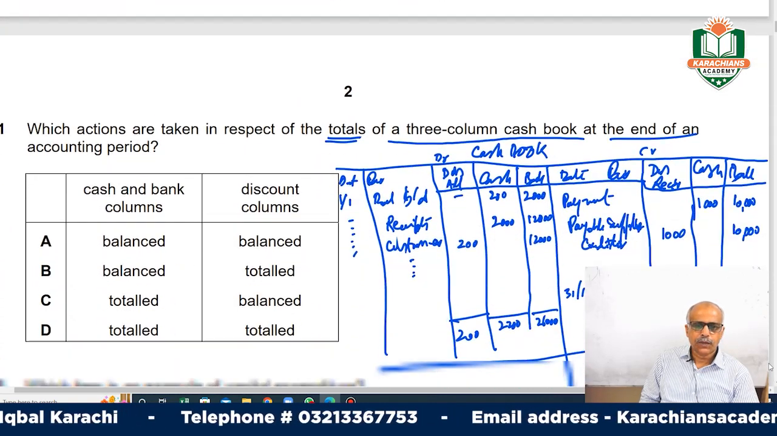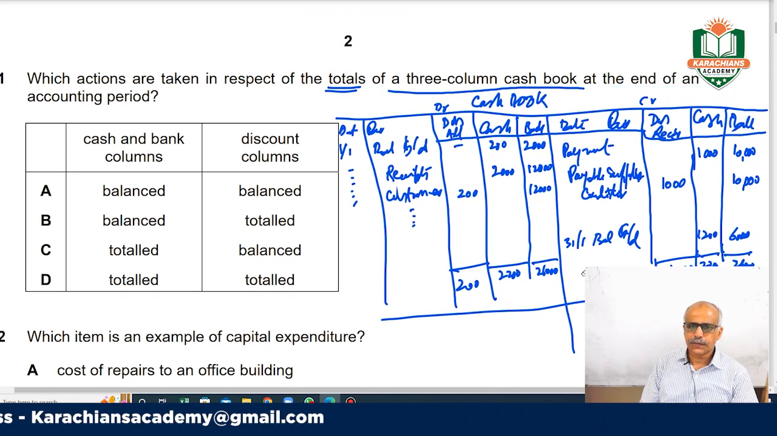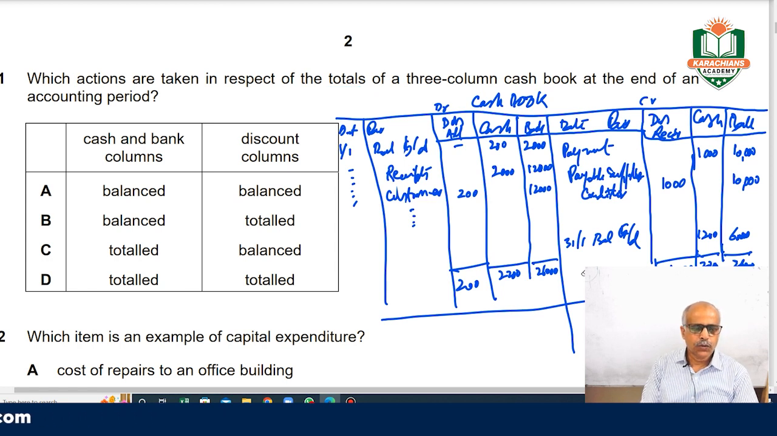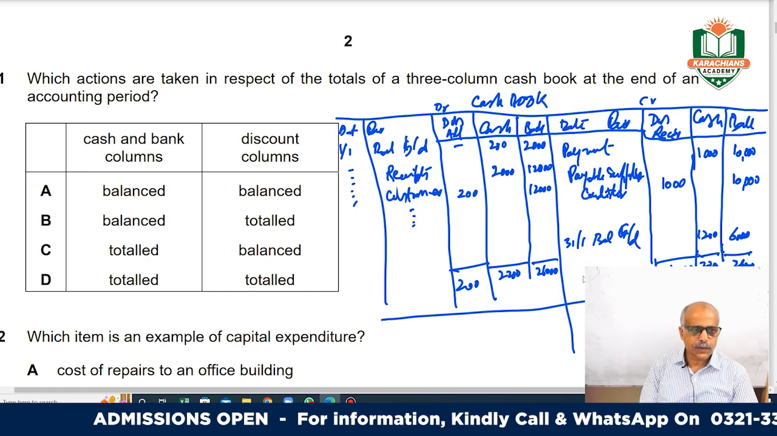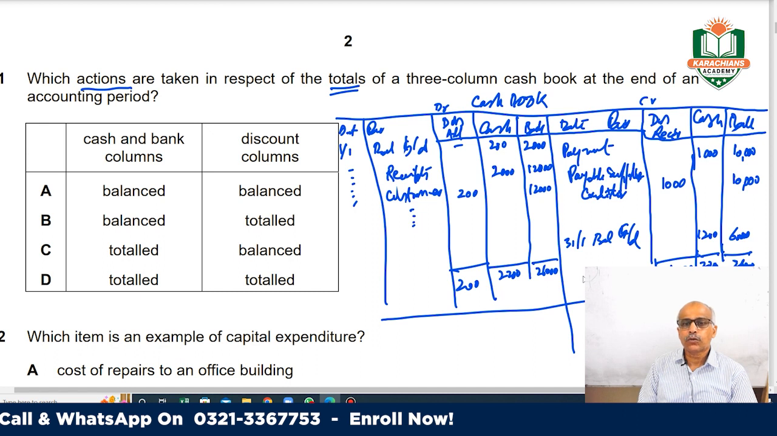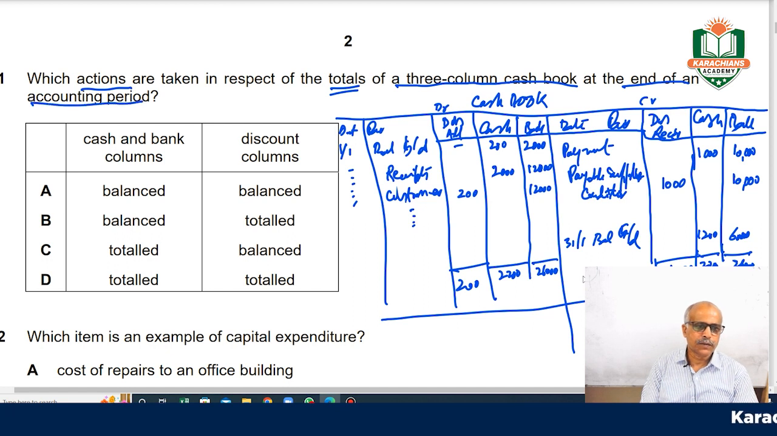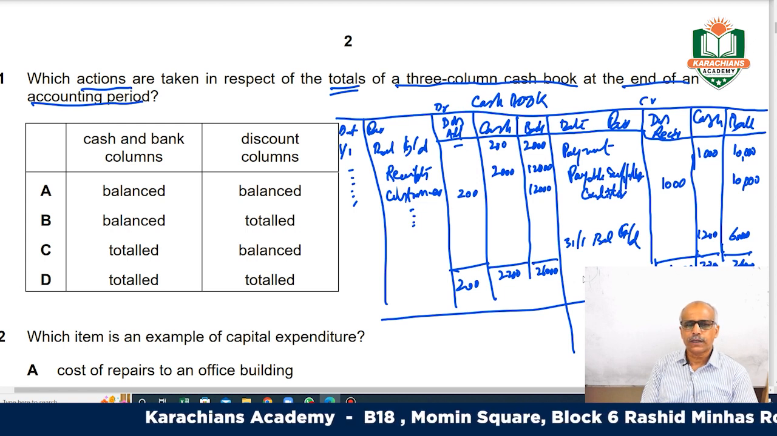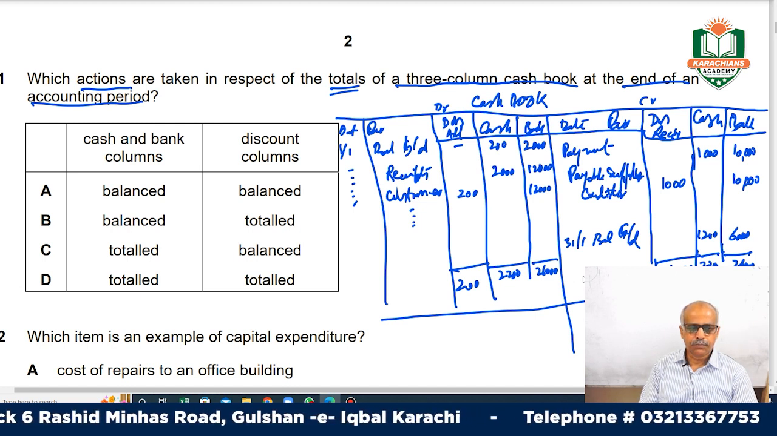MCQ number 1, what does it say? Very carefully read the question and then solve it. Which actions are taken in respect of the totals? He is asking about the totals of a 3-column cash book at the end of the accounting period. So in a 3-column cash book, what do we do with the totals? This is the question, and he has given you 4 options.